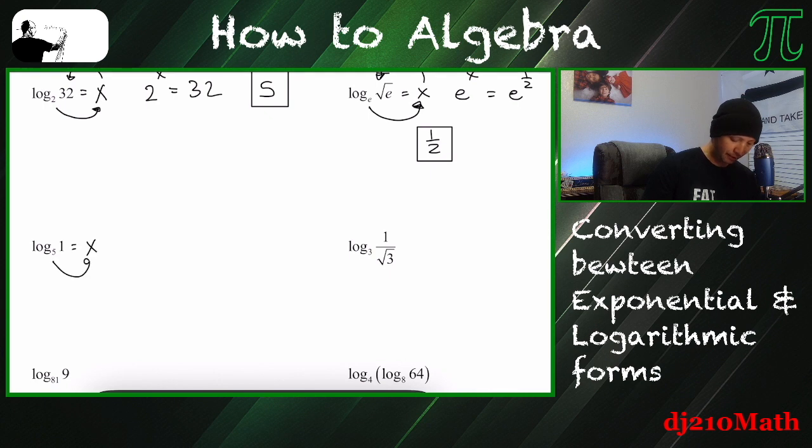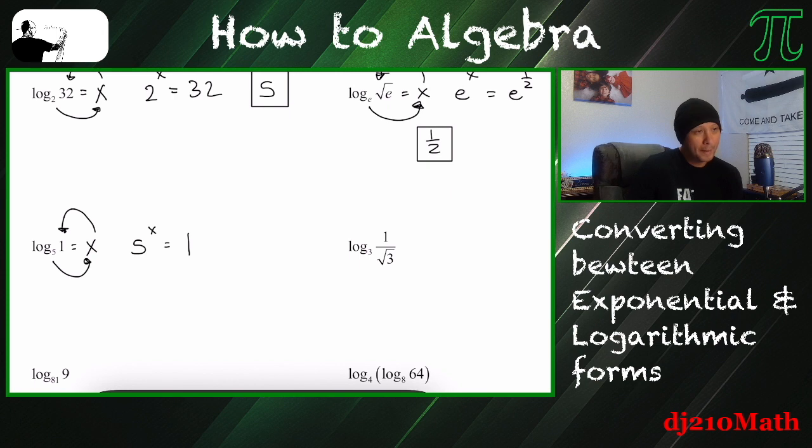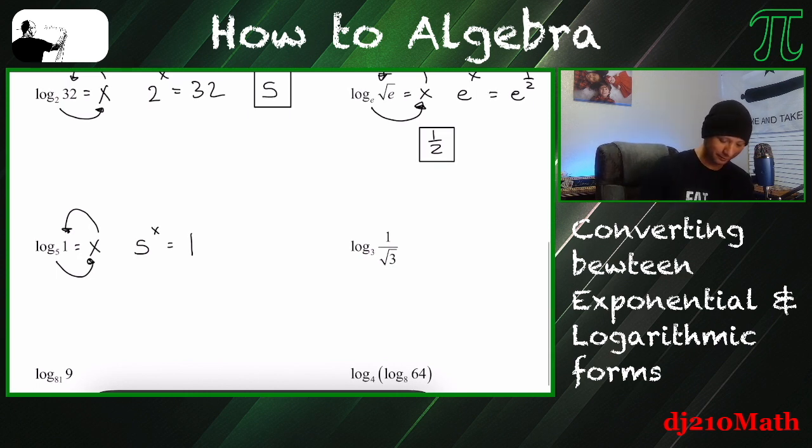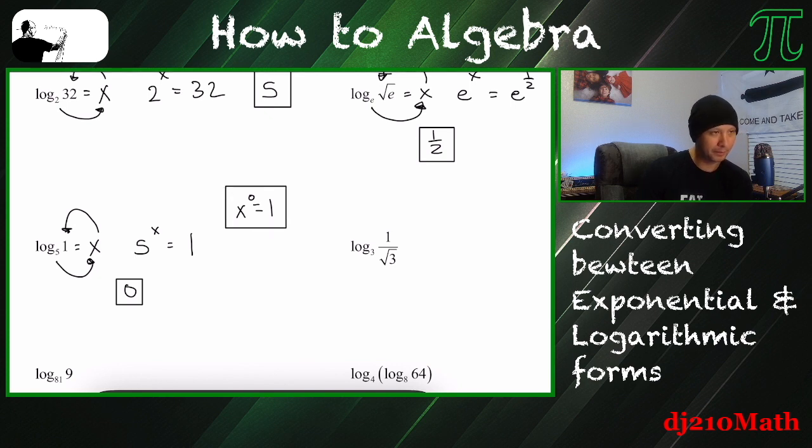Okay, 5 raised to the x equals 1. 5 to what power equals 1? Well, there is a property. It's 0. Anything to the 0 power is 1. So in this case, it's 0. The property is that x equals 0, because anything to the 0 power is 1. This is an exponential property.